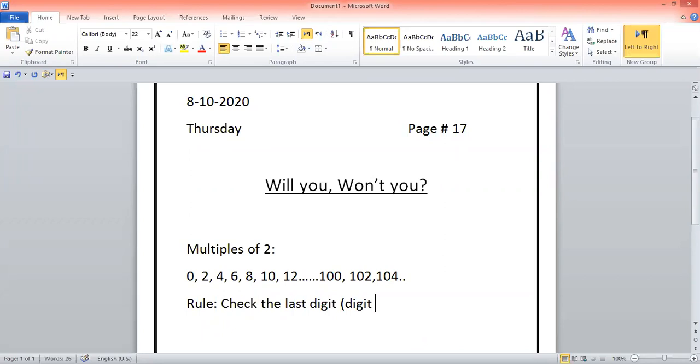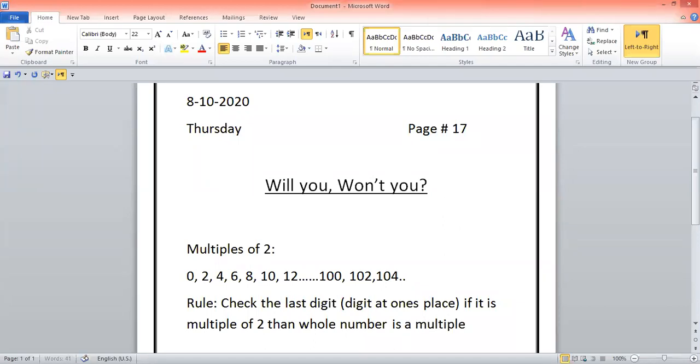or the digit at ones place. If it is a multiple of 2, then the whole number is a multiple of 2. What is the rule? Check the last digit or the digit at ones place. If it is a multiple of 2, then the whole number is a multiple of 2.